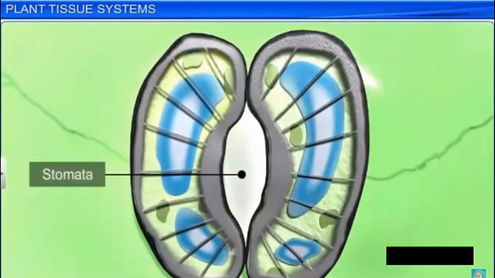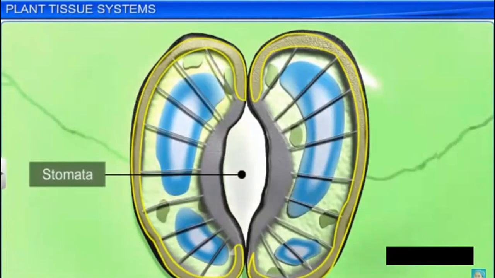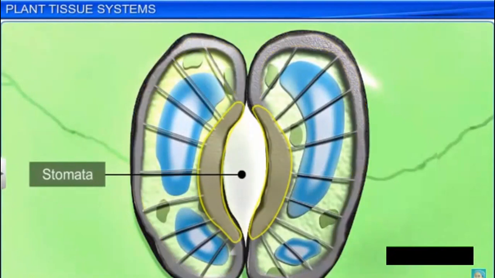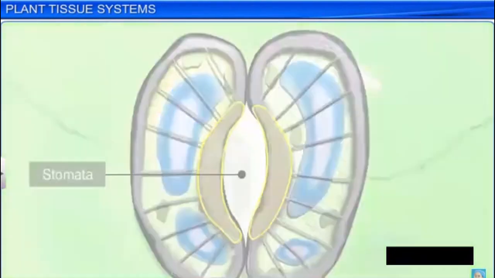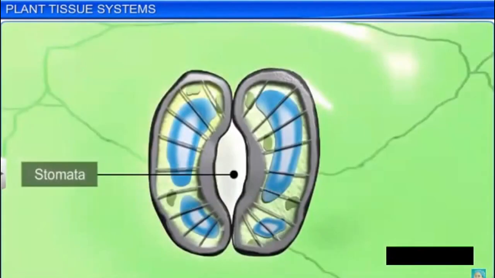The outer walls of the guard cells, which are away from the stomatal pore, are thin, while the inner walls, which are towards the stomatal pore, are very thick. When the epidermal cells associated with the guard cells become specialized in shape and size, they are known as subsidiary cells.